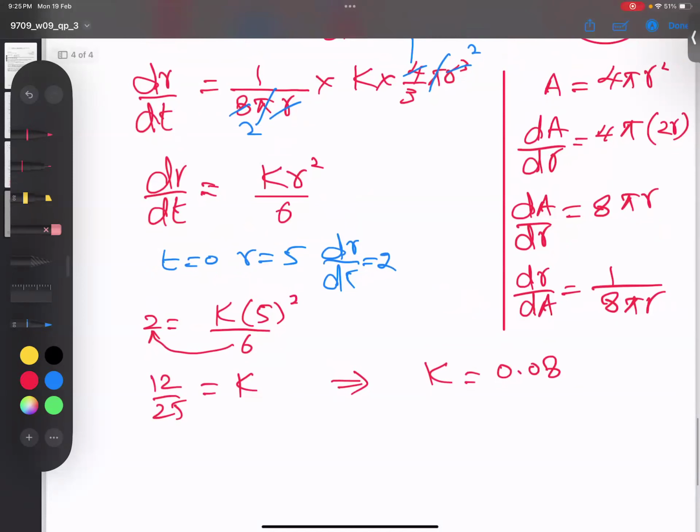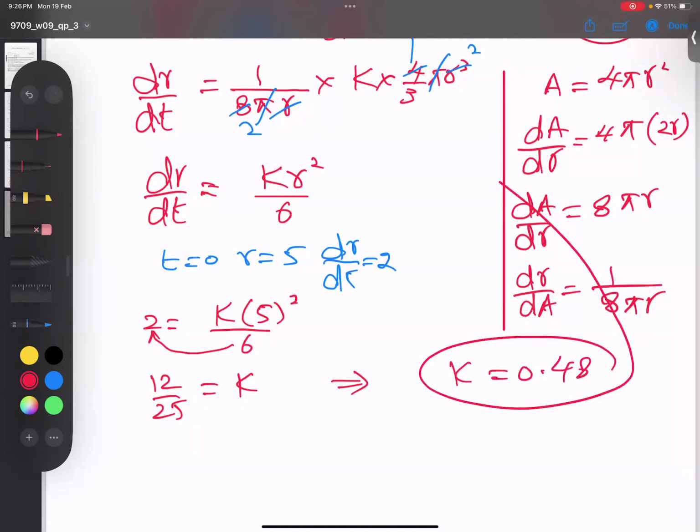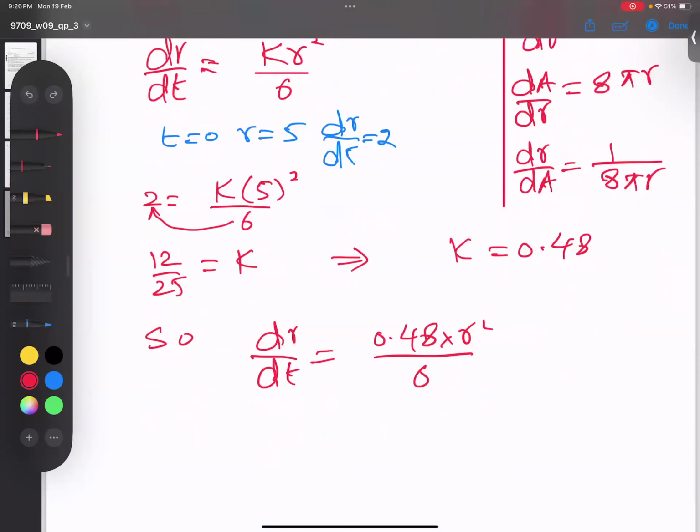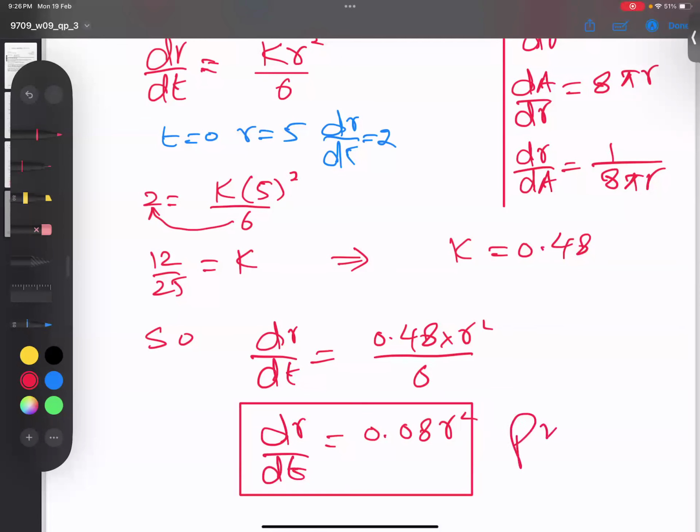Oh, no, sorry. There's a mistake here. Wait a minute. Let me type it in the calculator. 12 divided by 25 is coming 0.48. This value I'm going to copy here. So when I plug in this one, dr over dt equals k, 0.48 over 6 and r squared. This simplifies and I get 0.08 r squared. And the target is achieved, and we have done it.